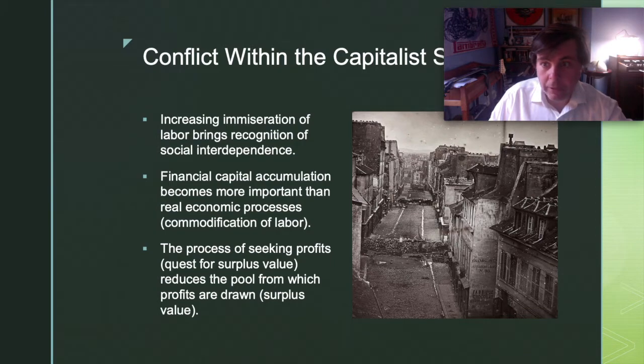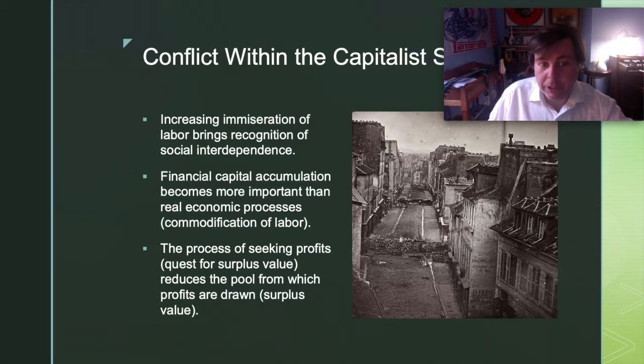Examples. Okay, and this isn't a complete list of all the internal conflicts presented in Marx, but these are the ones that we can deduce most directly from the model that we've already laid out. Increasing immiseration of labor brings recognition of social interdependence. Right? So even as capitalism makes working conditions worse and worse and worse, there's this internal conflict that people start to recognize their interdependence.